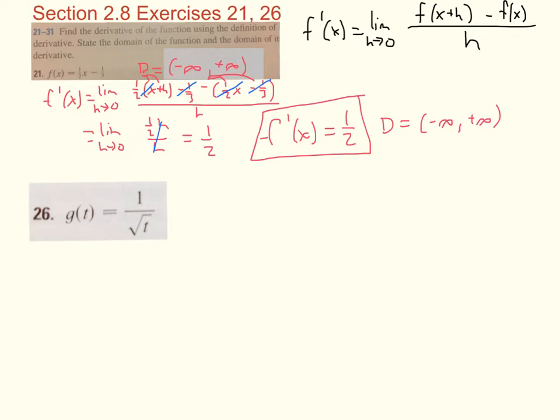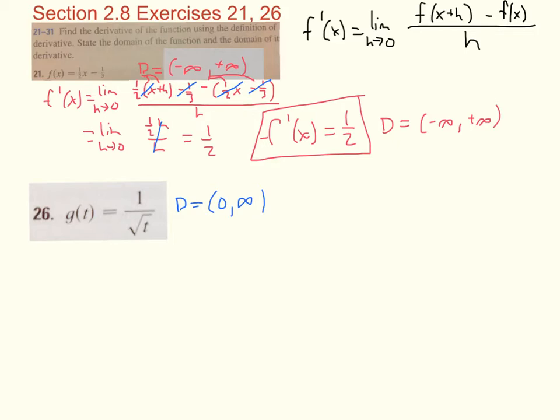Next, we consider number 26. This one's going to be a little more involved with a little more algebra. g of t is equal to 1 over the square root of t. So the domain of our function is going to be where the denominator is not 0, so t can't be 0. But then we have a square root function, so t needs to be non-negative, so our domain for our function is going to be everything from 0 to positive infinity.